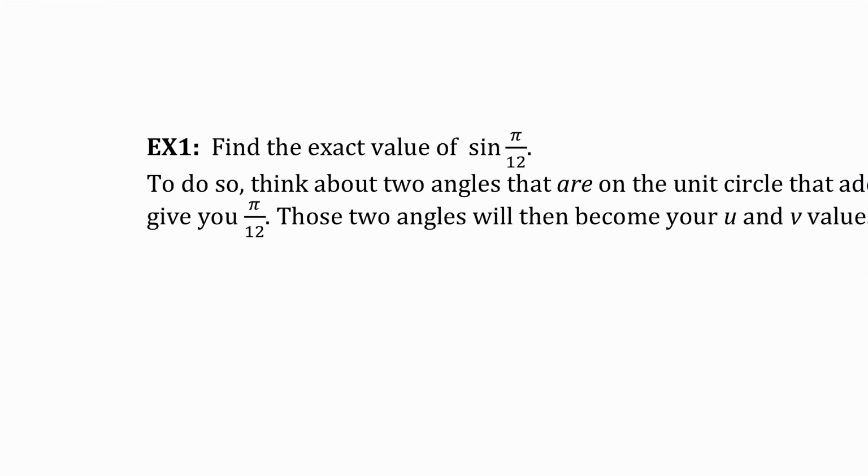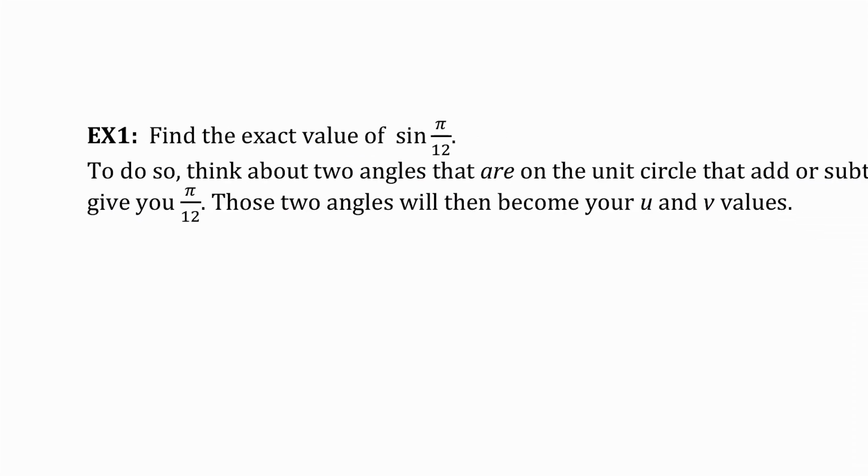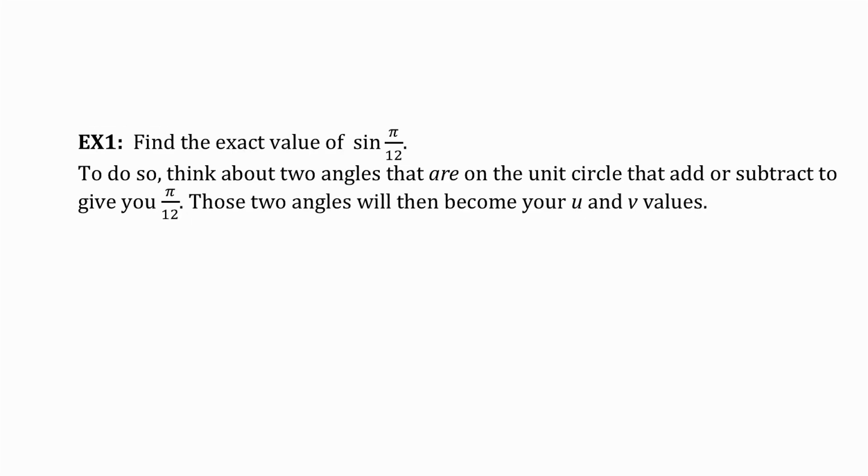Now let's figure out how to apply it in an example. We're asked to find the sine of pi over 12. To do so, since pi over 12 is not on the unit circle, we're going to have to figure out angles that are on the unit circle that add or subtract to give us pi over 12.